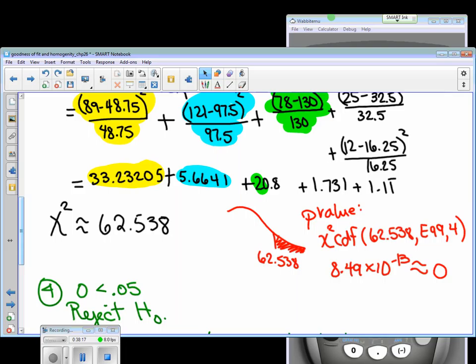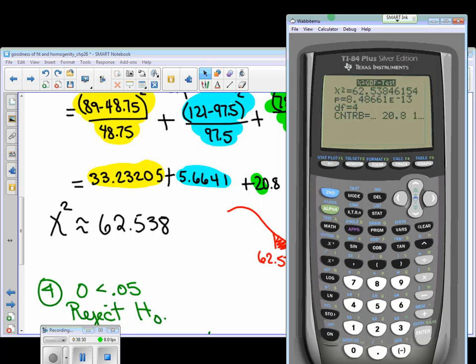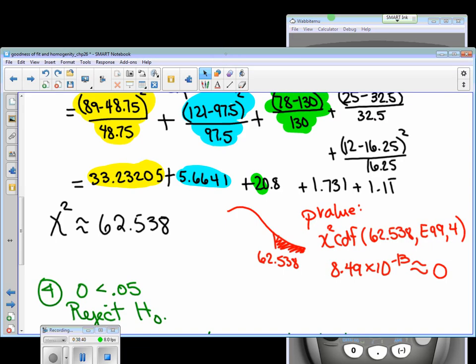You're welcome. Okay? Did we get the same p-value? The p-value we found using chi-squared CDF was close to 0. And guess what? The p-value is the same thing here as well. Exactly the same. Okay. So we can check it. It's pretty simple. Any questions?